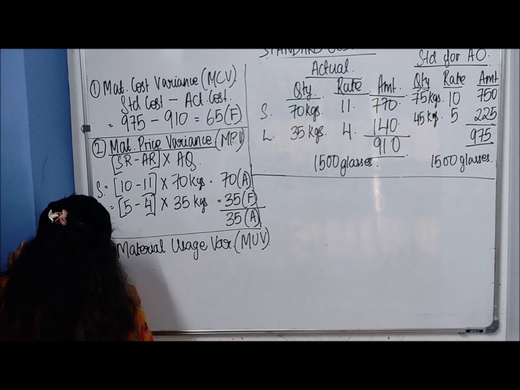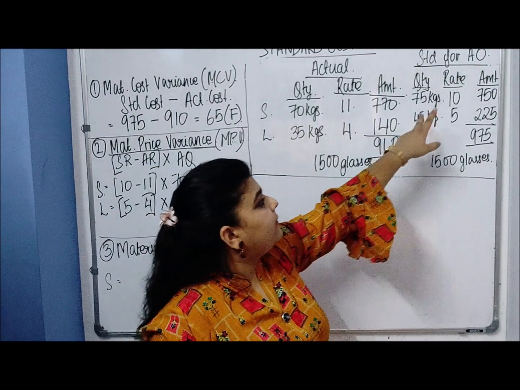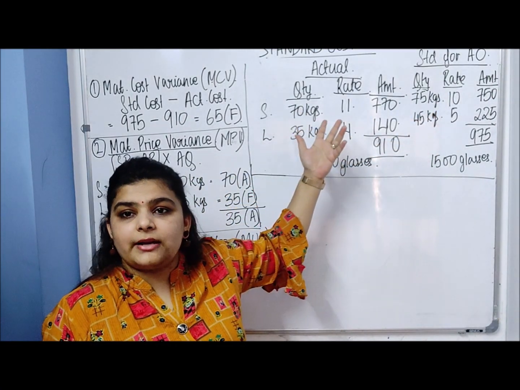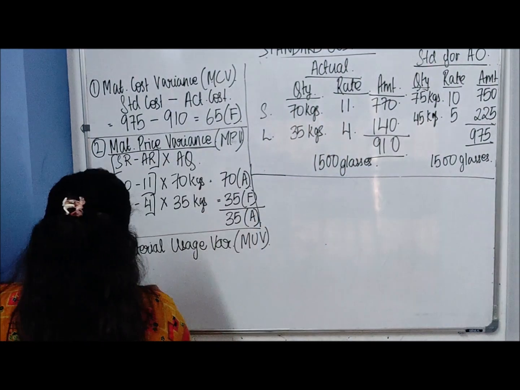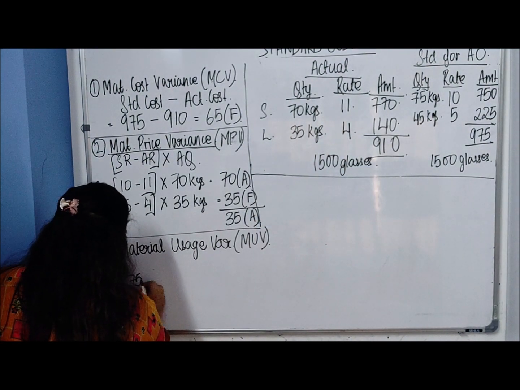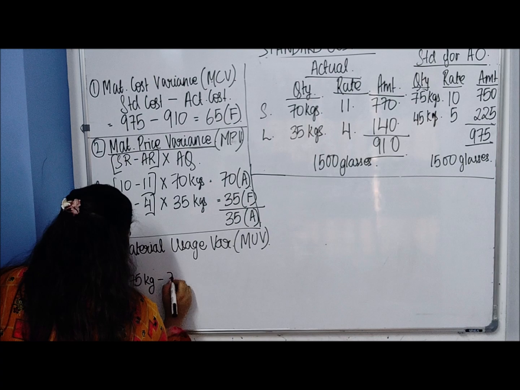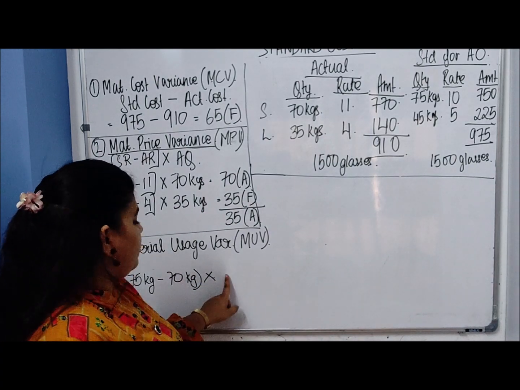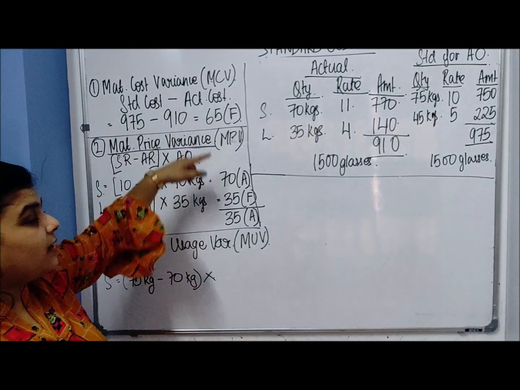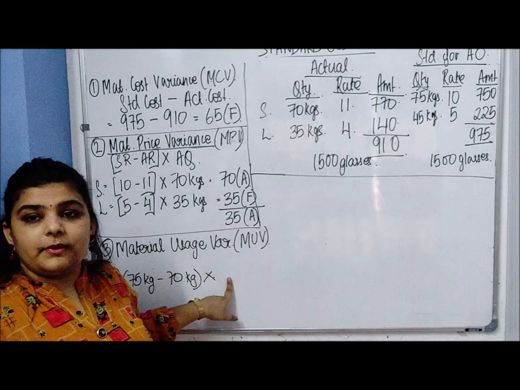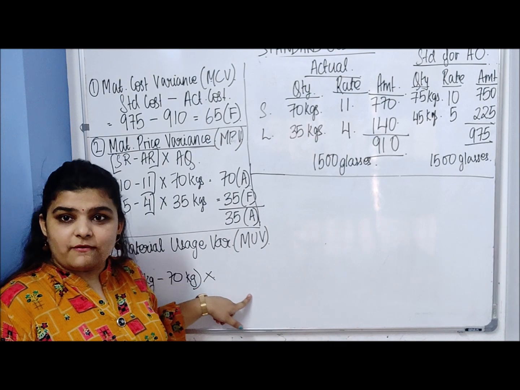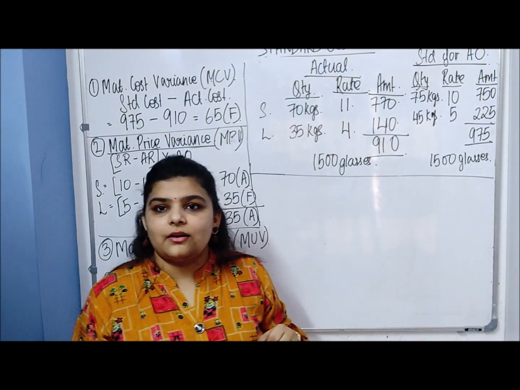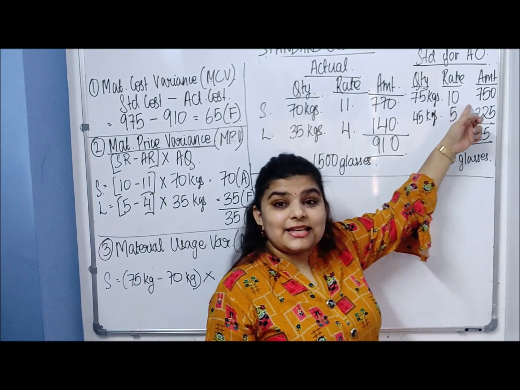Now, coming to sugar. Sugar, I should have used 75 kgs, but actually I used 70 kgs. Good or bad? It is good. So 75 kg minus 70 kg into, now since we are dealing with the cost, I have to multiply it with some rupees. Which rupee will I consider? Will I consider the actual rate or the standard rate? I will consider the standard rate.